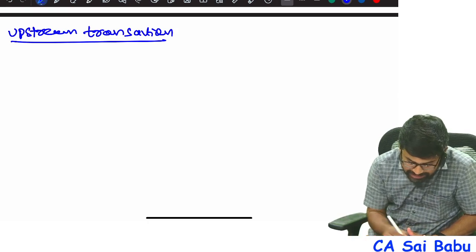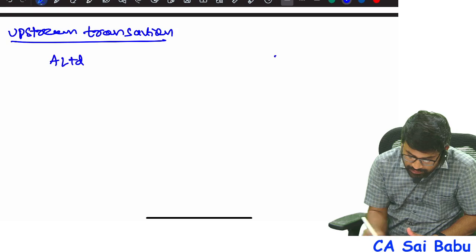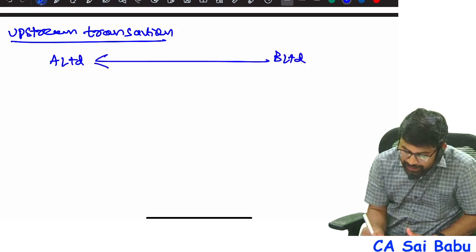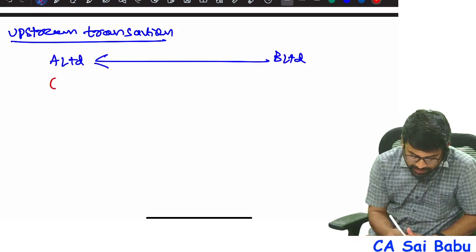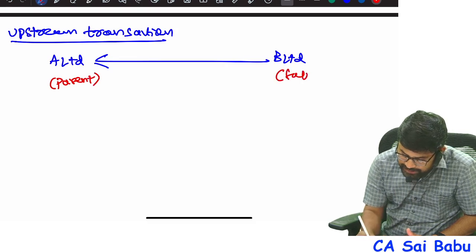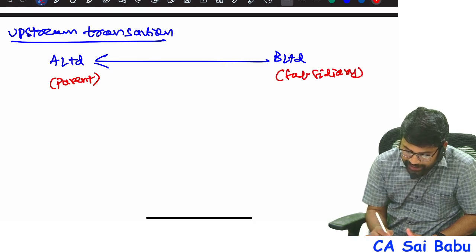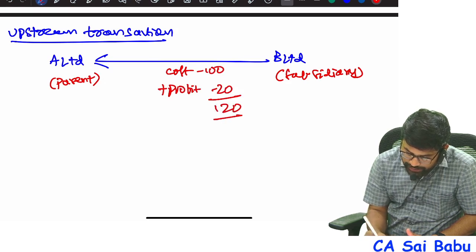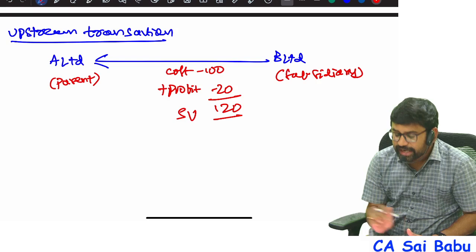Suppose the same example, sir. A Limited, B Limited. Suppose B Limited sold goods to A Limited. A Limited is the parent, B Limited is the subsidiary. The subsidiary company sold goods to the parent. Cost 100, profit 20, sale value 120.